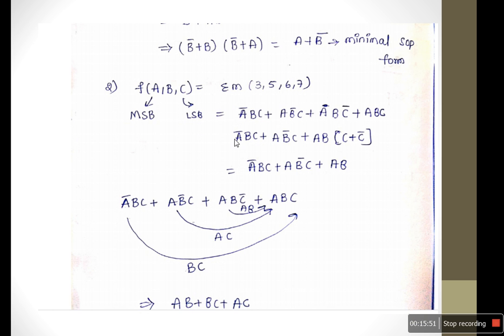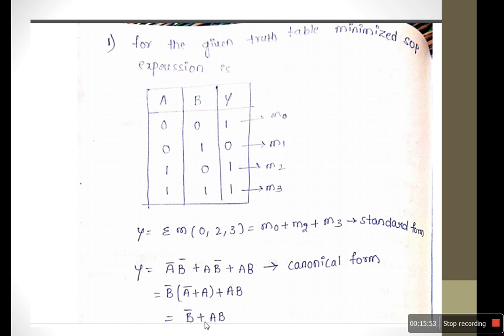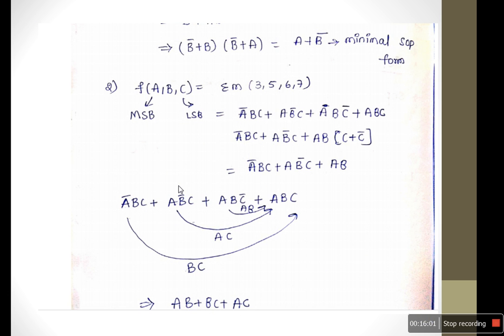So I am getting B bar plus AB, and again I am writing B bar plus B and B bar plus A by using the distribution theorem. So B bar plus B value is 1. So the final output expression is A plus B bar. So this is the minimal SOP form, sum of products form.